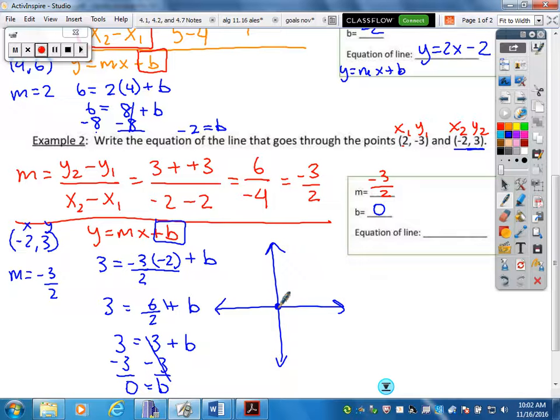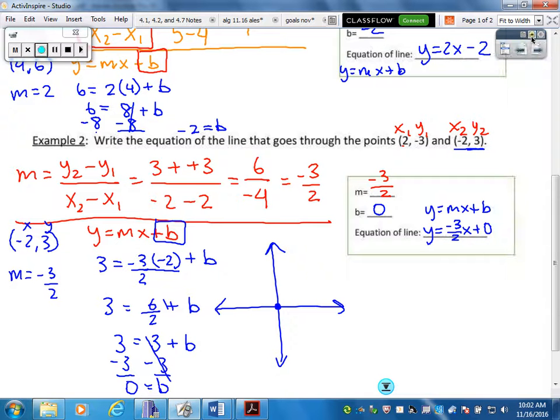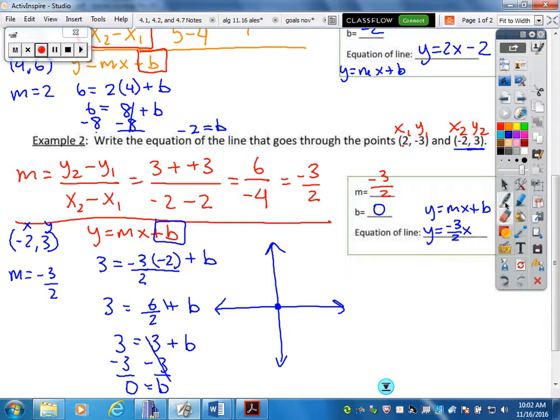So the equation of the line, y equals mx plus b, is y equals negative 3 over 2 x. Well, b is 0, so you could write plus 0, but it's not necessary to say add nothing to what we already have. So it's cleaner just to say y equals negative 3 over 2x and leave it as is. So that is my answer to the equation of this line. So let's go ahead and flip this over.